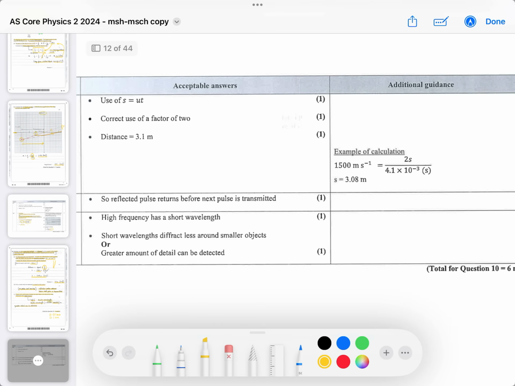There's the answer. They're also allowing you to say shorter wavelengths diffract less around small objects. Now, I don't like that answer as much as this. I think that will confuse students more than the way I've explained it.